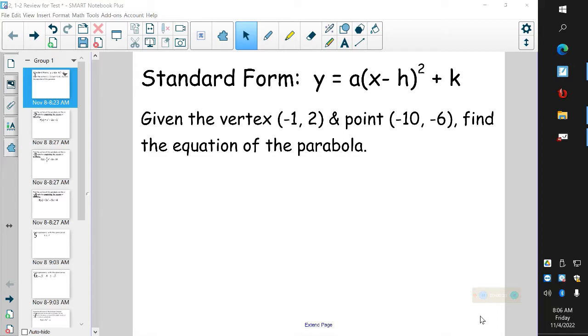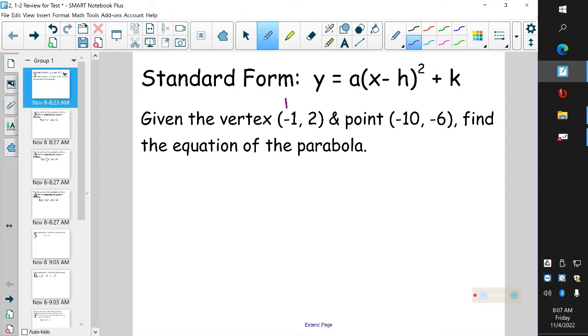Find the equation. So, what do we know whenever we're given the vertex? What do we label the vertex? H, K. So that's the very first thing you are going to do. So this is going to be H, and this is going to be K. What does that leave the ordered pair, -10, -6 to be? X and Y, yes?